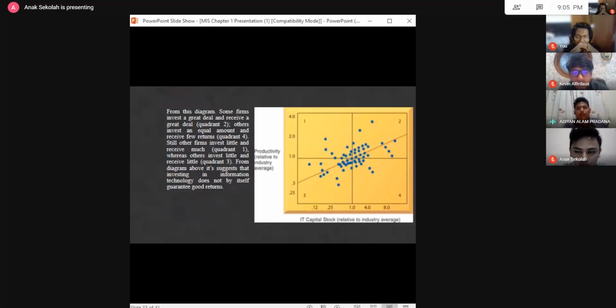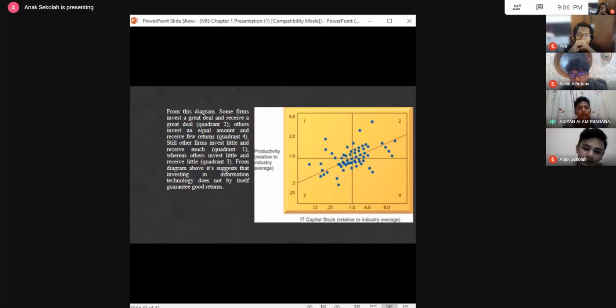You can see in the diagram in the presentation, on the y-axis is productivity, and on the x-axis is IT capital stock. From this diagram, some firms invest a great deal and receive a great deal. They are placed in quadrant 2. Others invest an equal amount and receive few returns. They are placed in quadrant 4. Still other firms invest little and receive much. They are placed in quadrant 1. Whereas others invest just a little and receive little feedback, and are placed in quadrant 3.